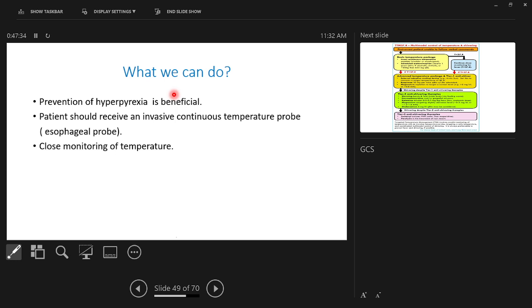So what we can do in our practice is continually monitor the temperature by an invasive continuous probe like an esophageal probe, and we should prevent hyperpyrexia. We have to monitor the temperature. In the TTM2 trial, they targeted the temperature at a normal of 37.5 degrees Celsius. If the temperature is increasing, they give antipyretic measures and cooling measures to control the temperature. That we can follow in our practice, and we should have close monitoring of the temperature.